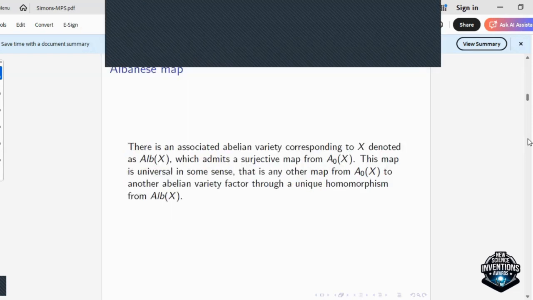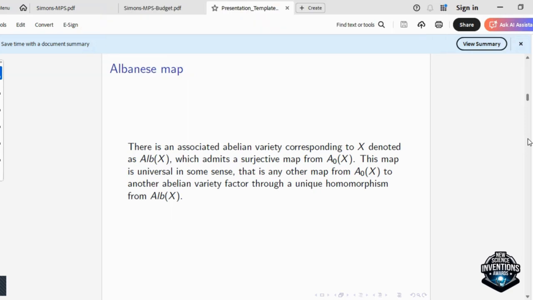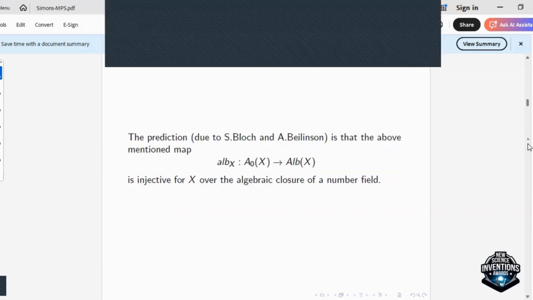There is an associated abelian variety corresponding to this X, denoted Alb(X), the Albanese of X, and there is a surjective map from A_0(X) to Alb(X). This is universal in the sense that if there is any other map from A_0(X) to any other abelian variety, it factors through this unique homomorphism to the Albanese of X. So this is a very important tool in studying the group A_0(X). The Albanese is an algebraic variety, a smooth projective variety, and it also has a group operation, so it is a group variety.